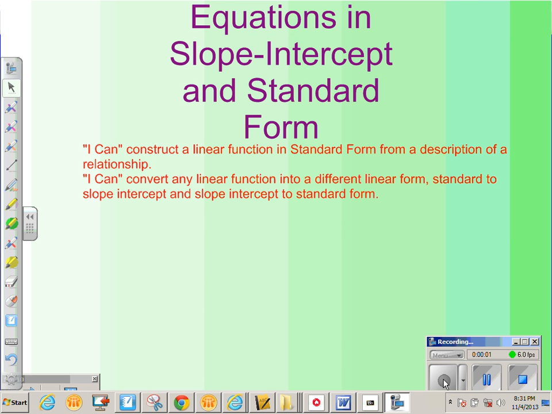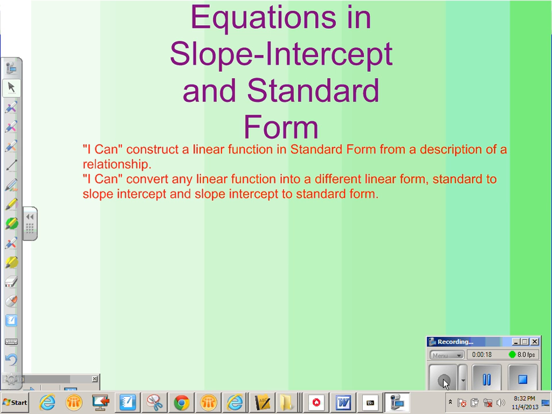Tigers, we are going to be working with equations today. We are going to be changing equations that are in standard form to slope-intercept and slope-intercept back to standard form. Also, I can construct a linear function in standard form from a description of a relationship.